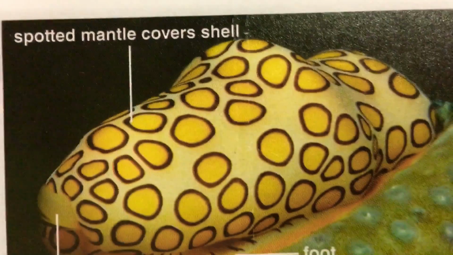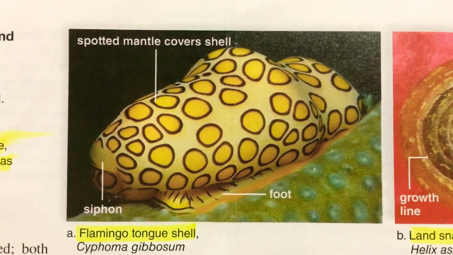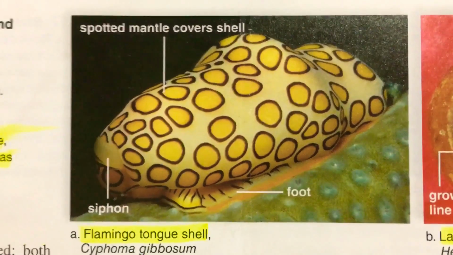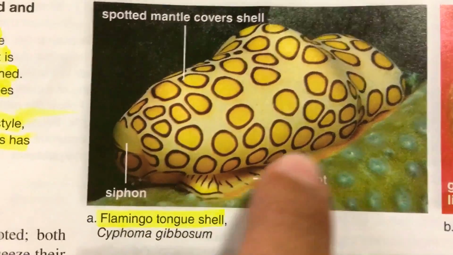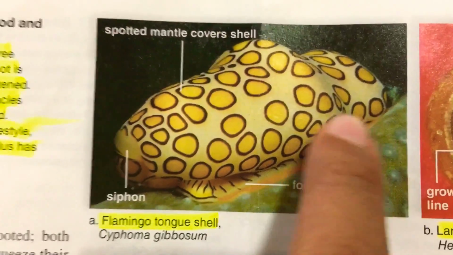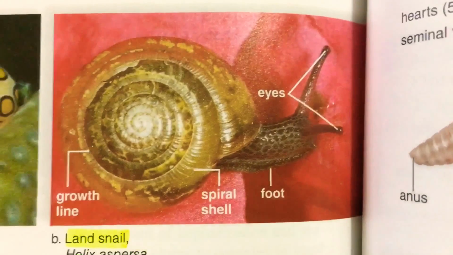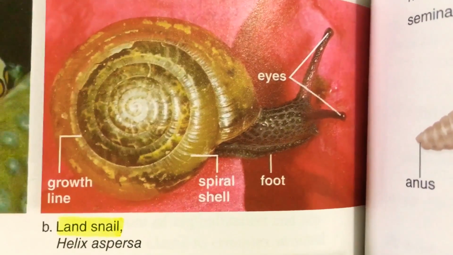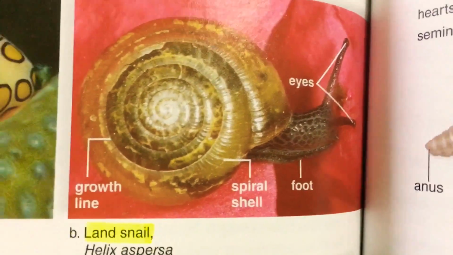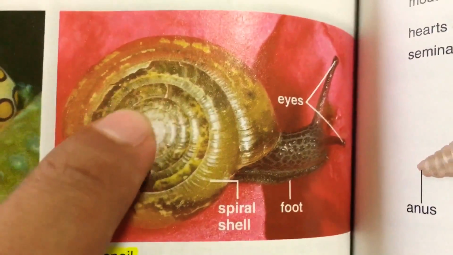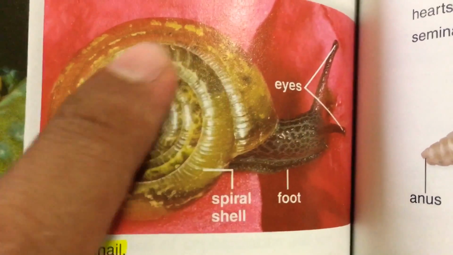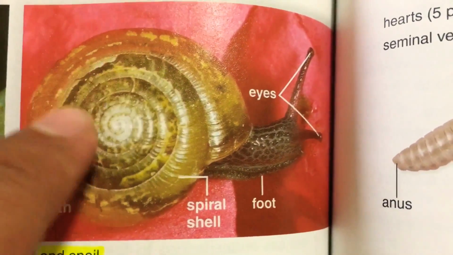Now I'm going to give you examples of gastropod and cephalopod. The first example of gastropod is the flamingo tongue shell. As you can see, the flamingo tongue shell has an elongated and flattened foot, which is the characteristic of gastropods. The next example of gastropods is a land snail. Land snail has a one-piece coiled shell that protects the visceral mass. Visceral mass is the inner part of the gastropods.